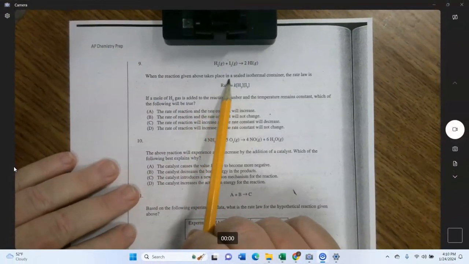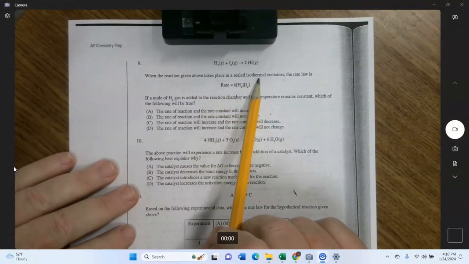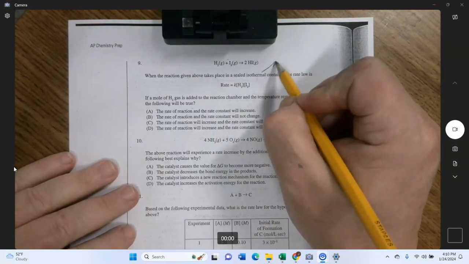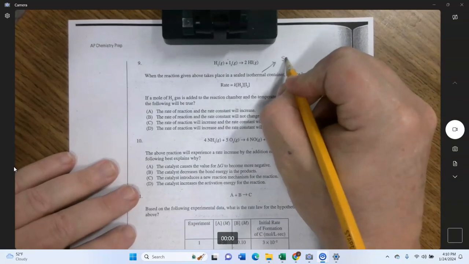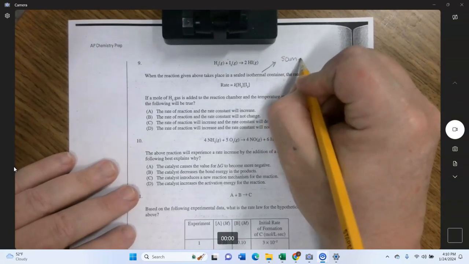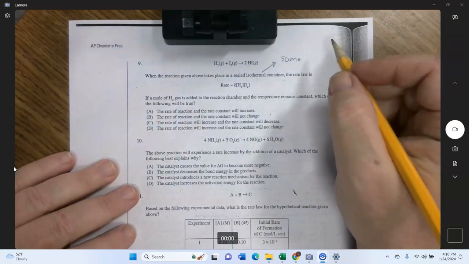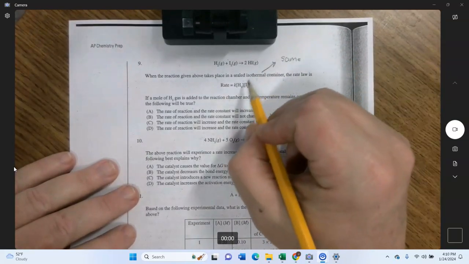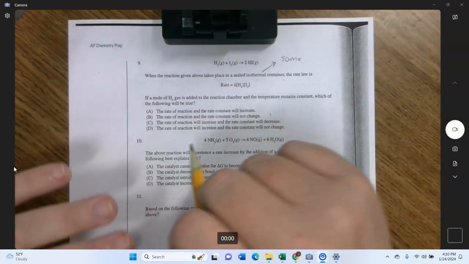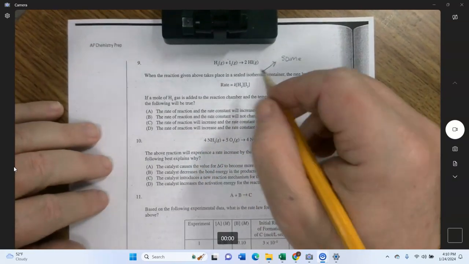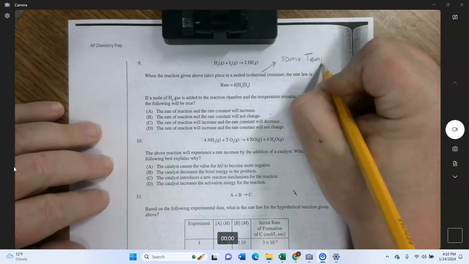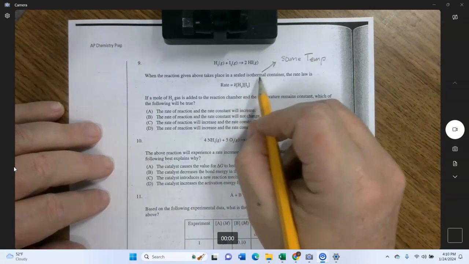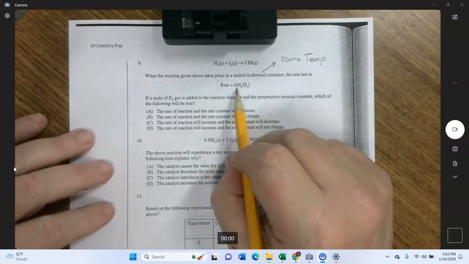Okay, let's go on to number 9. When the reaction given above takes place in a sealed isothermal container. Isothermal, let's learn what that word means. It's not really important. Well, it is important, but it means same temperature. So again, in these kinetics problems, the temperature has to stay the same, because if the temperature changes, the rate constant changes, and then you can't do the problem. Suddenly you've got a changing rate constant. So same temperature, that's what isothermal means. Iso, same; thermal, temperature. Okay, so there's the rate law.